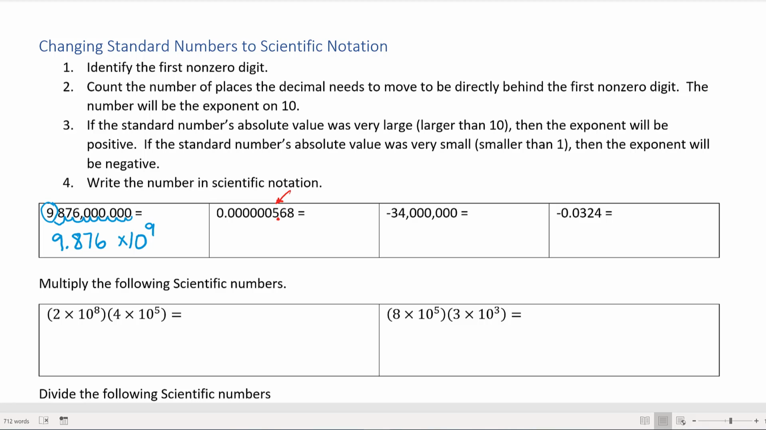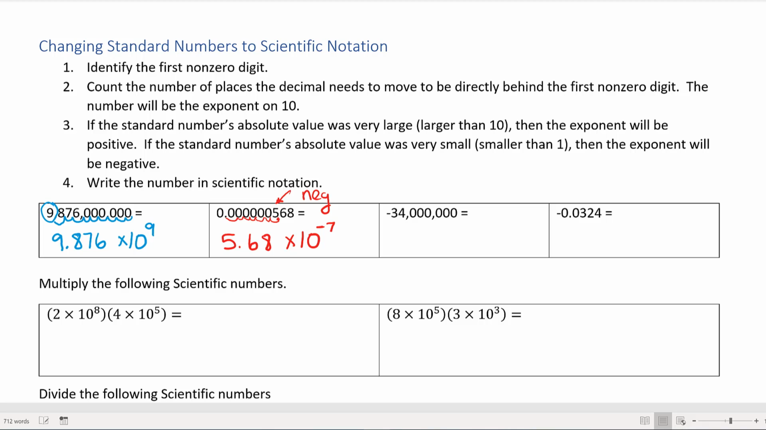So my decimal place is already written here, so I'm going to move it over 1, 2, 3, 4, 5, 6, 7 places. That leaves me with 5.68 times 10 to the, and now is it positive 7 or negative 7? In this case, it's negative.